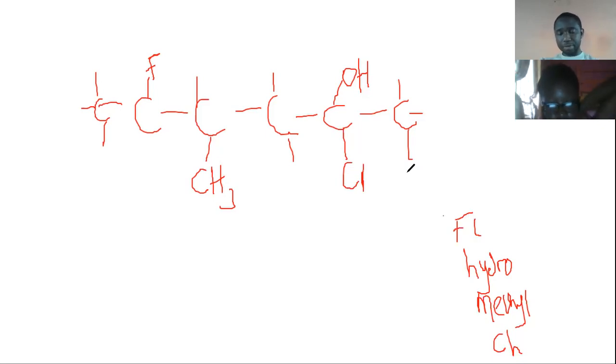Which one comes first? Chloro. And chloro is at this other side. You see where chlorine is? This is where you start your numbering from, because chlorine comes first. So you start your numbering from here: 1, 2, 3, 4, 5.